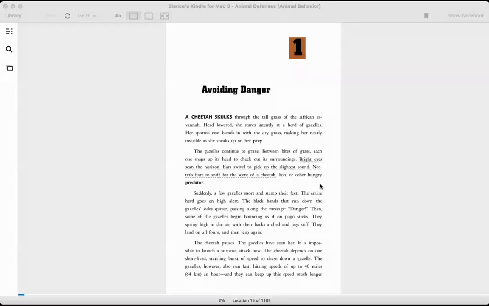Okay, so when we were reading this book, Animal Behavior, Animal Defense, we started reading chapter one, which is Avoiding Danger.